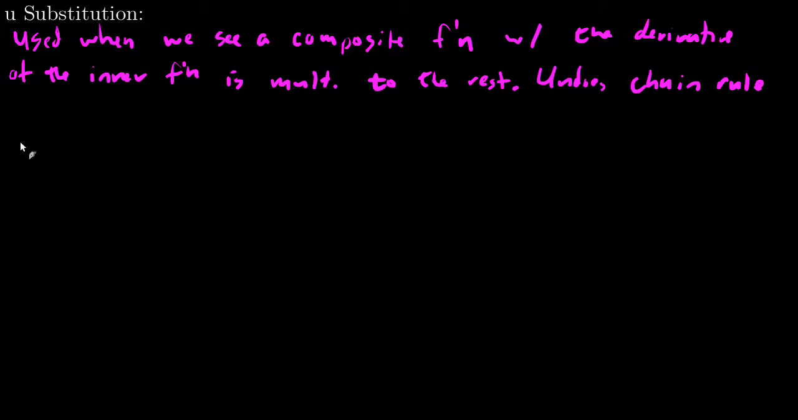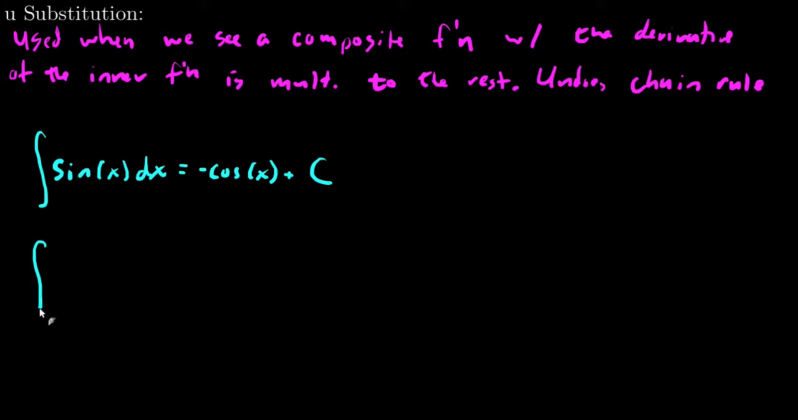So the first type of integral is something like this, where I have the antiderivative of sine of x dx. This does not require u-Substitution because I know the antiderivative of sine is negative cosine x. So I don't need u-Substitution. However, what if I gave something like this? The antiderivative of x squared sine of x cubed dx.